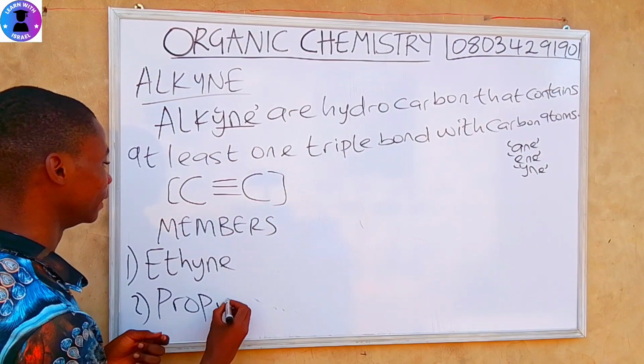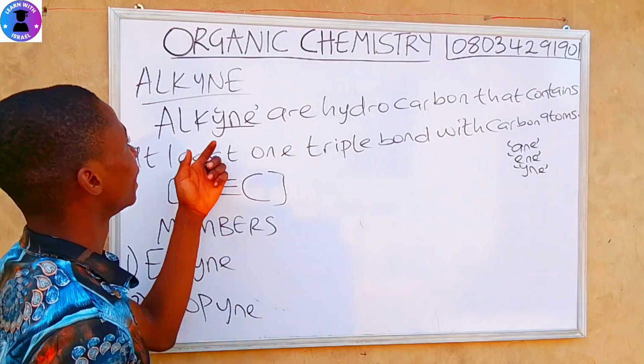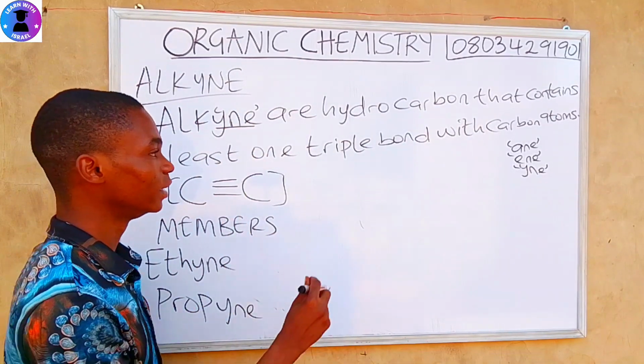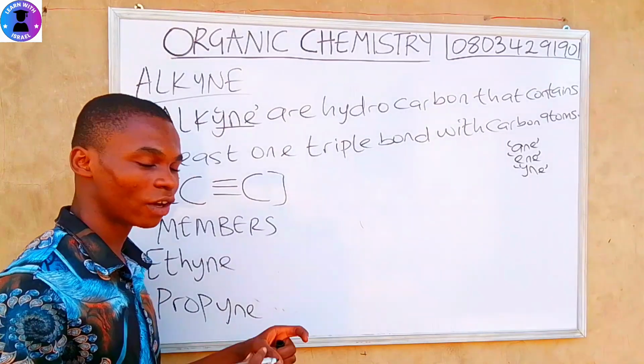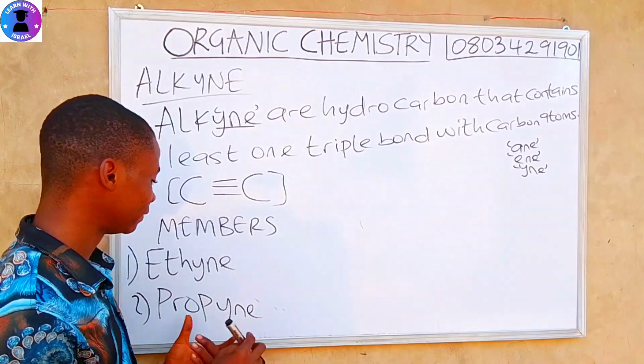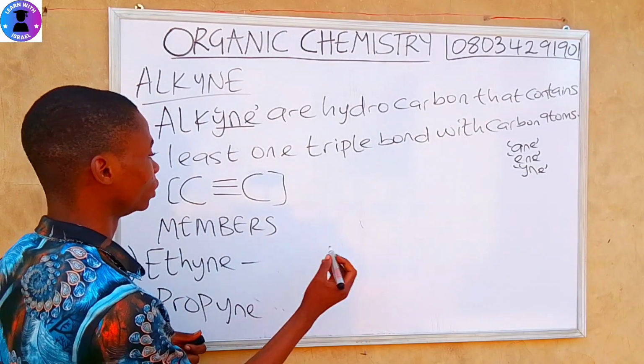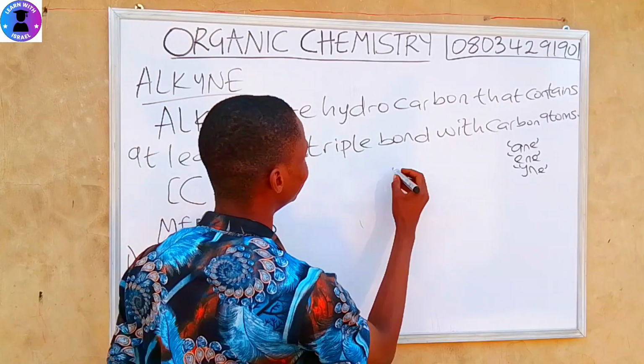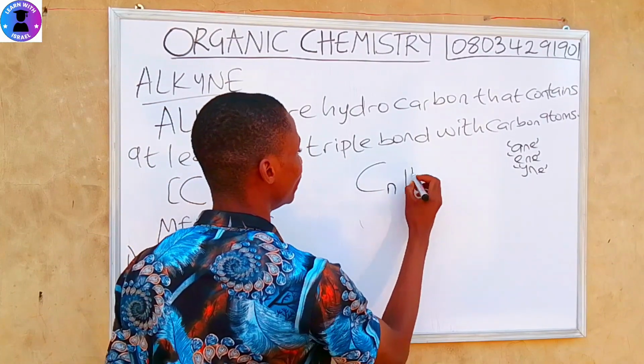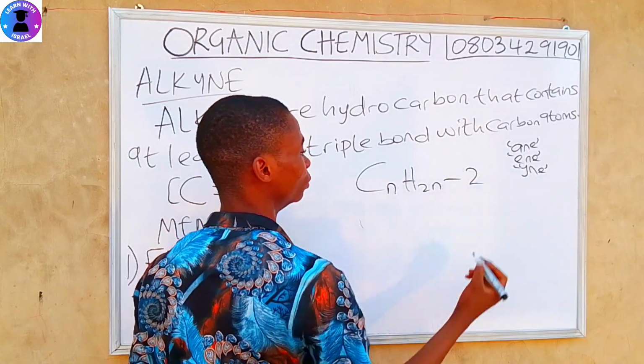We are not starting alkyne members with methyne. There's nothing like methyne. Methyne is wrong. It started from ethyne. So the general formula for alkyne is CnH2n minus 2.